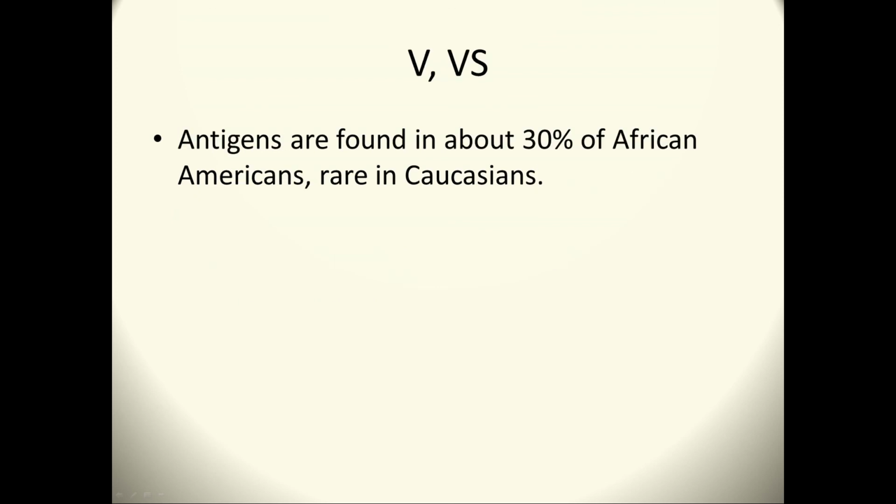And last but not least are V and VS. These antigens are rare in Caucasians, but are found in approximately 30% of African Americans. So although relatively uncommon, antibodies to V and VS can be encountered in areas with higher numbers of African American blood donors. Also, most V-positive individuals are also positive for VS. And although the antibodies are considered to be clinically significant, finding compatible blood is not difficult.